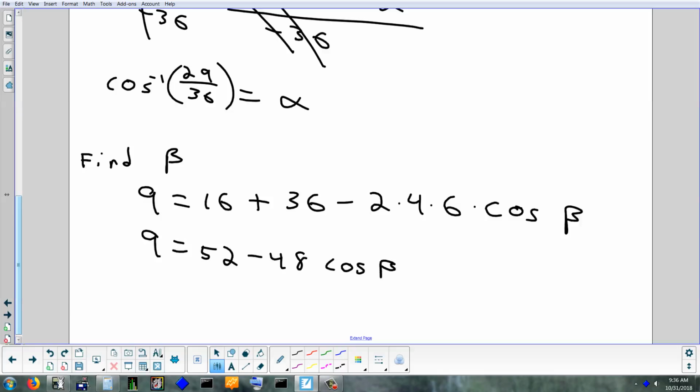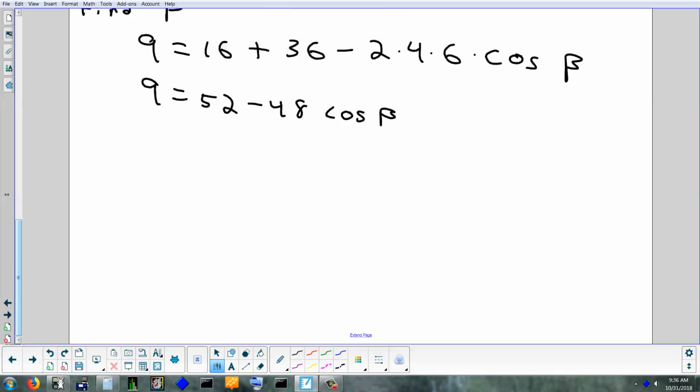Cosine beta. Okay, I already pointed it out, but what's the thing that you don't want to do right there that some people do and that gets it wrong? Minus the 48 from the 52. Yeah, do not do 52 minus 48 and say 4. Can't do that. Okay, got to bring that 52 to the other side.